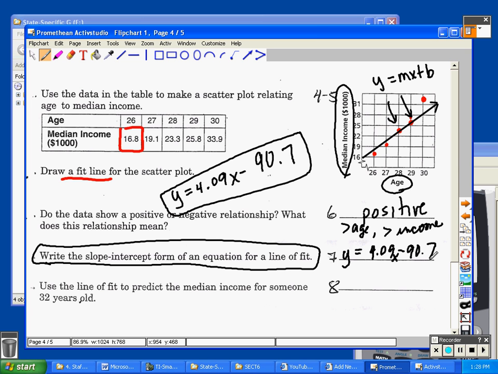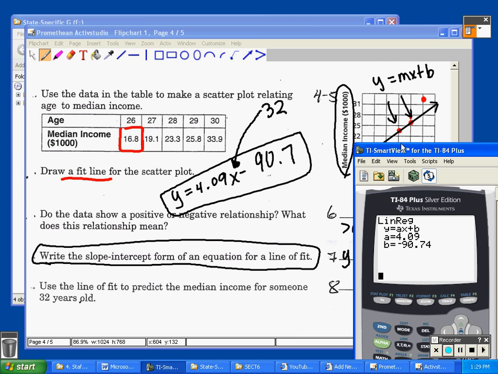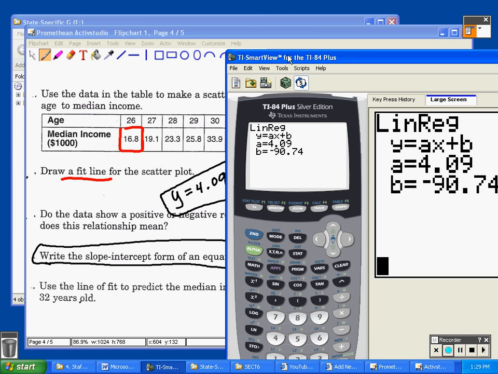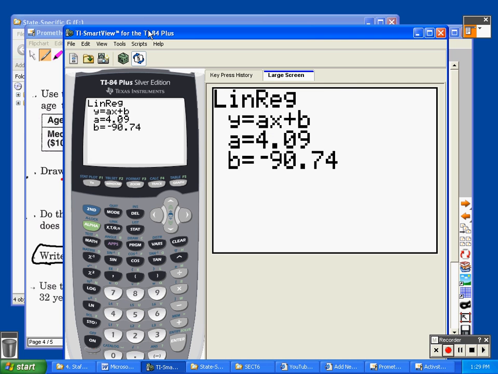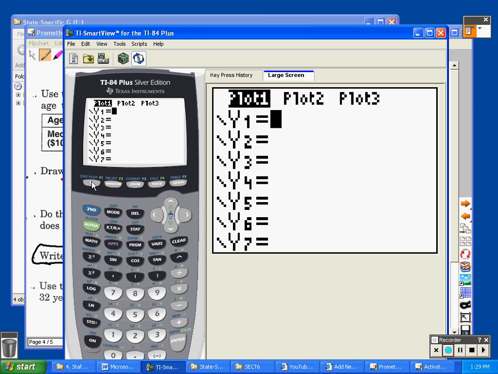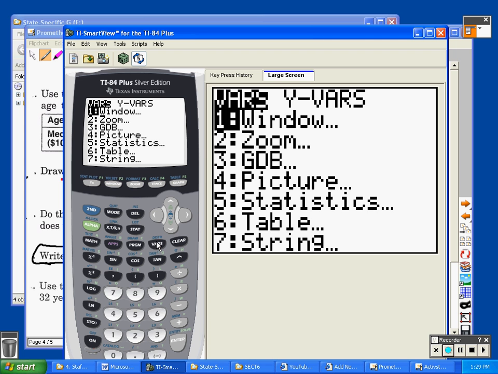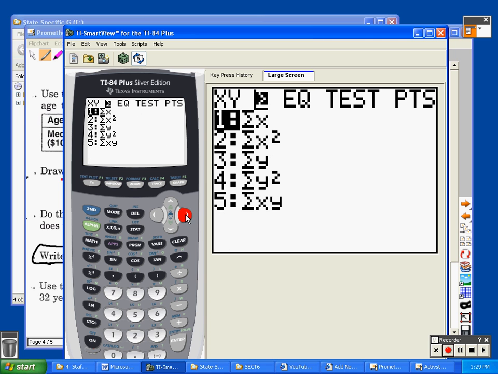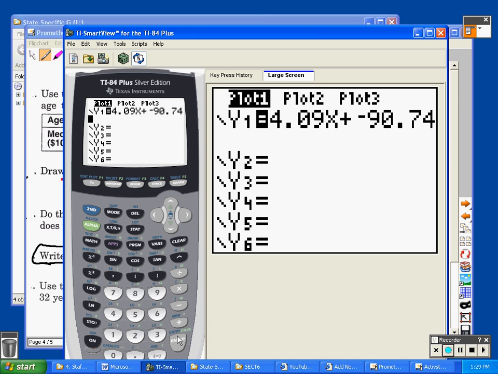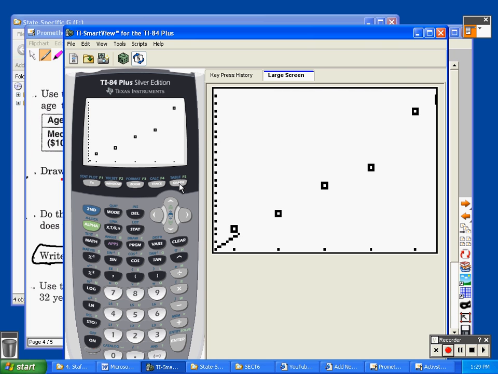Last one, use the line of fit to predict the median income for someone 32 years old. What you have to know is what your calculator is doing, or what you can do by hand, is plug in a 32 for x in your line of best fit's equation, and it'll get you a y. But we talked in class about how you can use your calculator. Once you know your equation, hit y equals, then vars 5 for statistics, over to equation, and then regular equation, and that gets the equation you just found into y equals. Now when I hit graph, my line will be graphed.